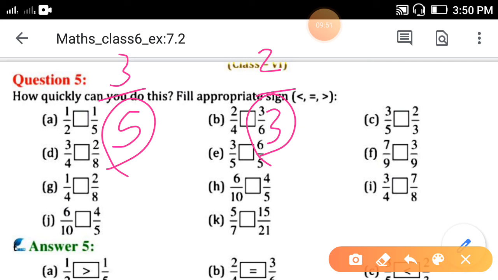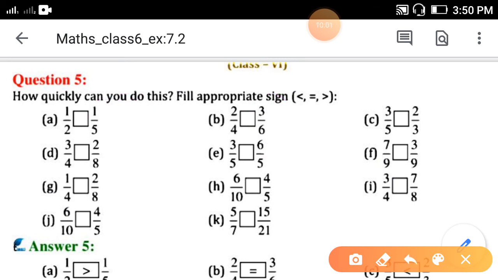If denominators are the same, then you have to see the numerators and simply put the greater than, equal or less than sign. Like the first example, if numerators are equal and denominators are different, then you have to see the denominator, and whatever greater number is given in the denominator, that fraction will be smaller. That is the second type. And third type, numerators are different and denominators are also different. Then you have to make equivalent fractions. It means you have to make their denominators the same.